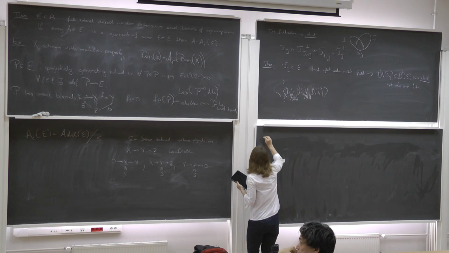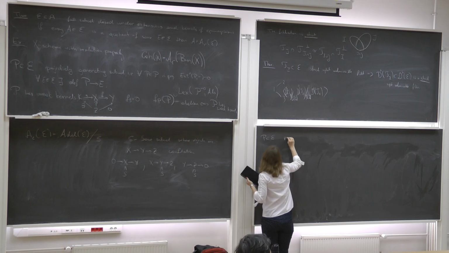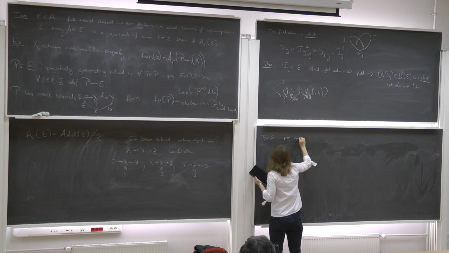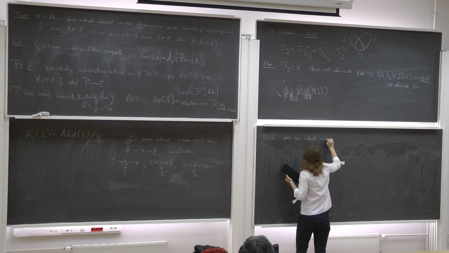So observation: P in E is a projectively generating subcategory with weak kernels.